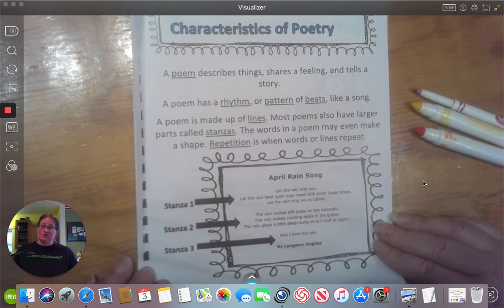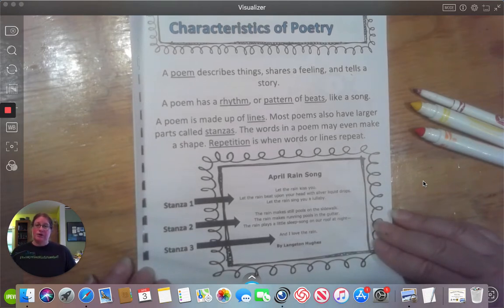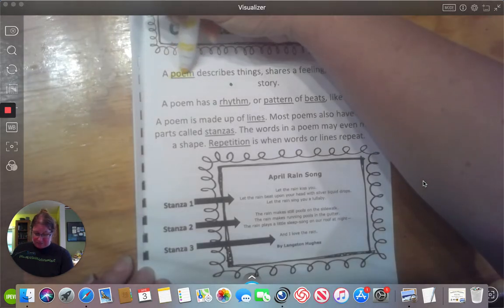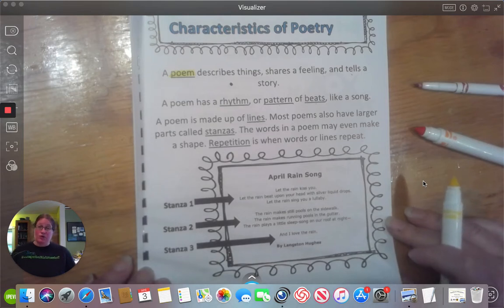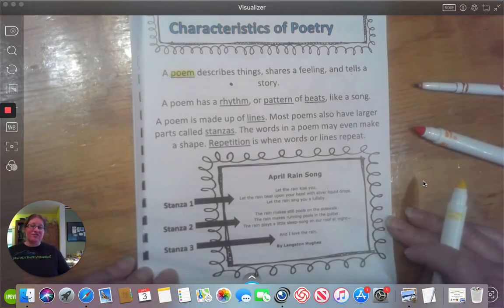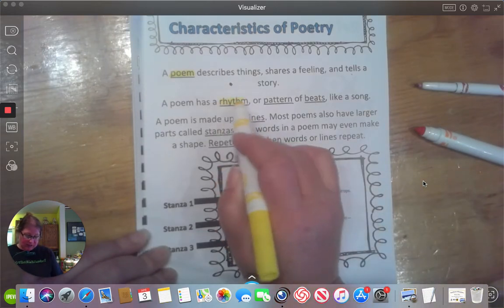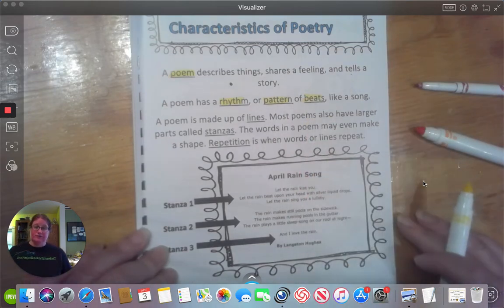So I'm going to read this for you today and we're going to discuss it really quick. So, characteristics of poetry. A poem describes things, shares a feeling, and tells a story. So I'm going to take my highlighter and I am going to highlight my poem. A poem has rhythm or pattern of beats like a song. I'm going to highlight my vocabulary words. These are going to be important for us later as we start to write some of our own poetry.